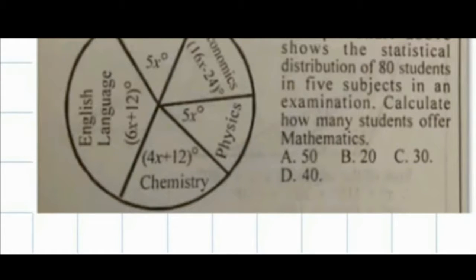Question 41 says the pie chart above shows the statistical distribution of 80 students in 5 subjects in an examination. Calculate how many students offer mathematics. Since it's a pie chart, you know that a circle has 360 degrees total, and these are all given in terms of degrees, so you can add all of these up and solve for x, and then solve for how much math is worth.